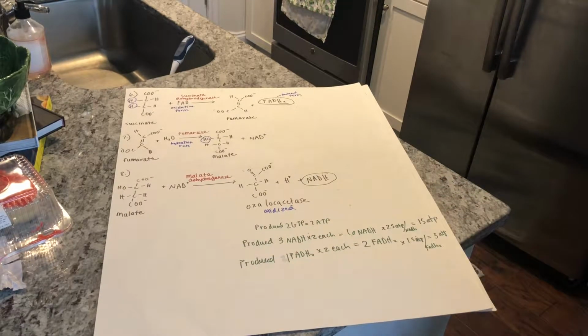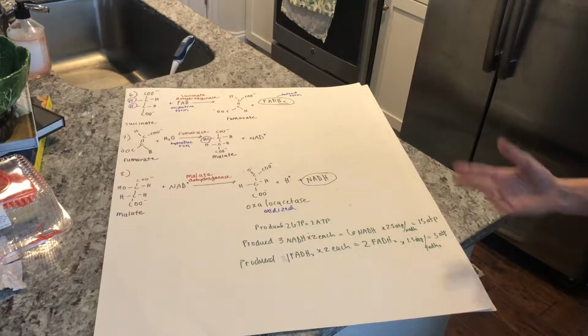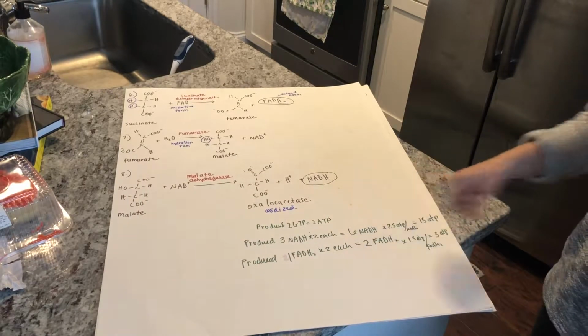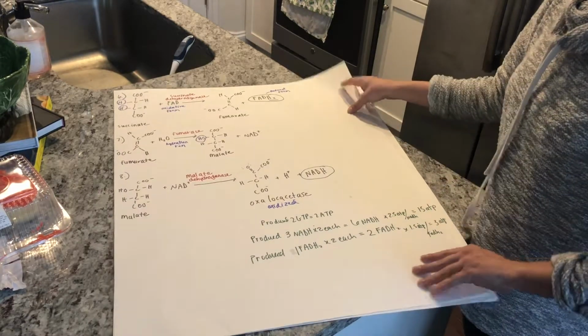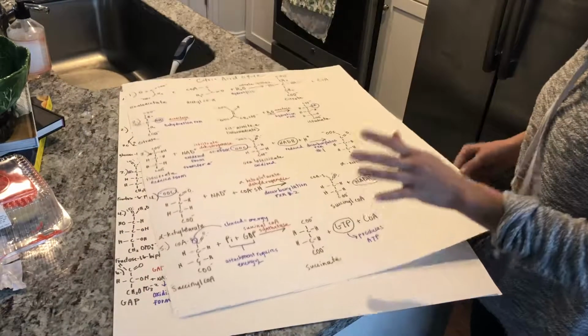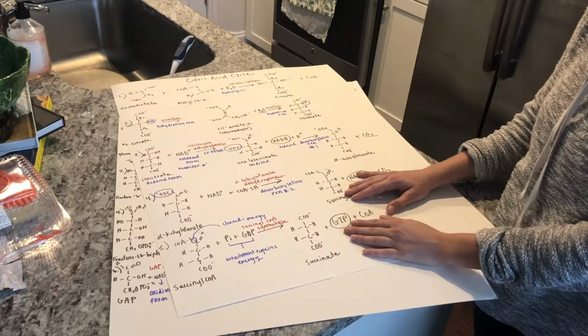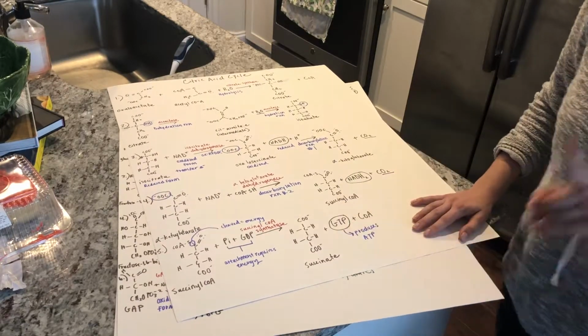Same goes for the production of FADH2. We had 2 of those, multiplied by 1.5 ATP each for a total of 3 ATP. So that, super easy, is how we get 30 ATP generated for 1 glucose molecule.